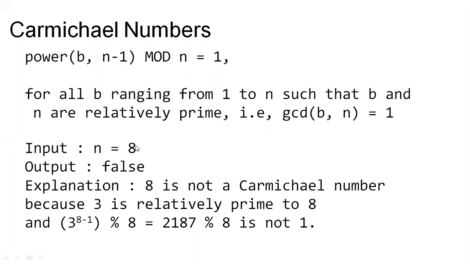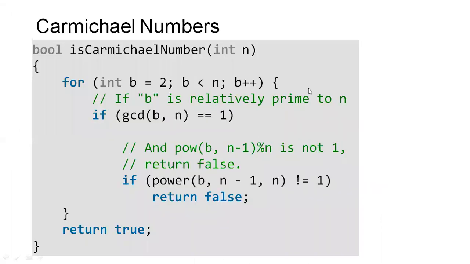So if you give an n value of 8, then by using the Fermat test, it will say whether this is a prime number or not, so false. So 8 is not a Carmichael number because 3 is relatively prime to 8. Okay, so in this way we can find out the Carmichael numbers. Now the program is very simple.